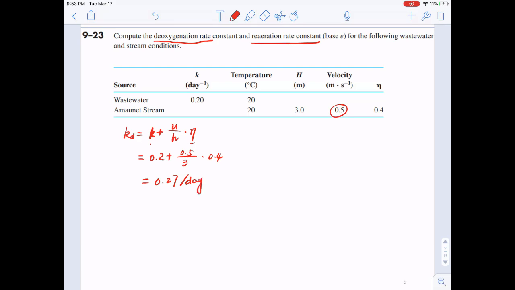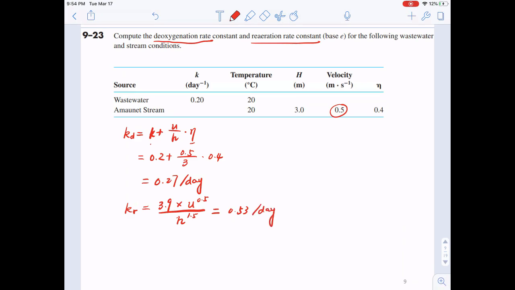Okay, and similarly, we can use the equation from the textbook to calculate the reaeration rate. So the reaeration rate should be equal to this constant 3.9 multiplied by the velocity to the power of 0.5, and then divided by the h to the power of 1.5. Okay, and then this turned out to be 0.53 per day.